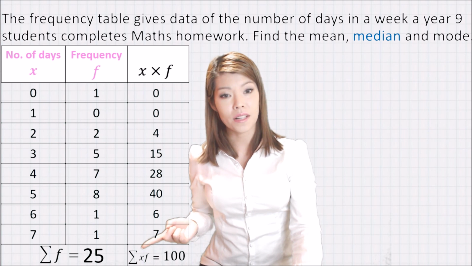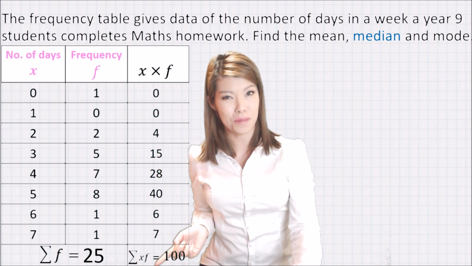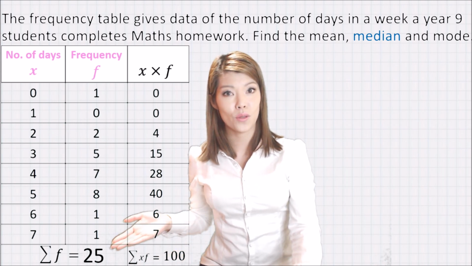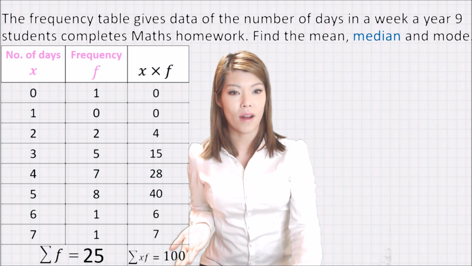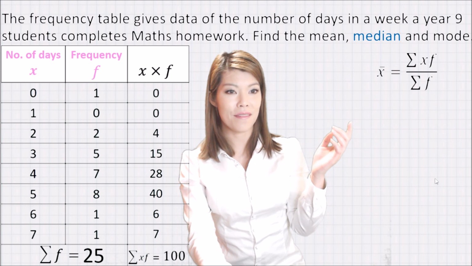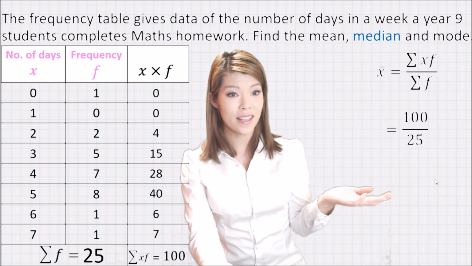Remember, the sum of is represented by that symbol, and we have Σxf without the times in between. So now that we have the total and the number of values, we can simply find the mean by writing that value over that value. So write the formula down, and then we have 100 over 25 from those two values, which is 4.